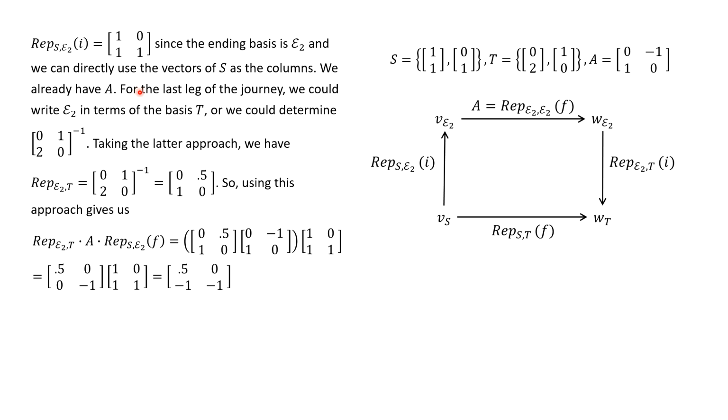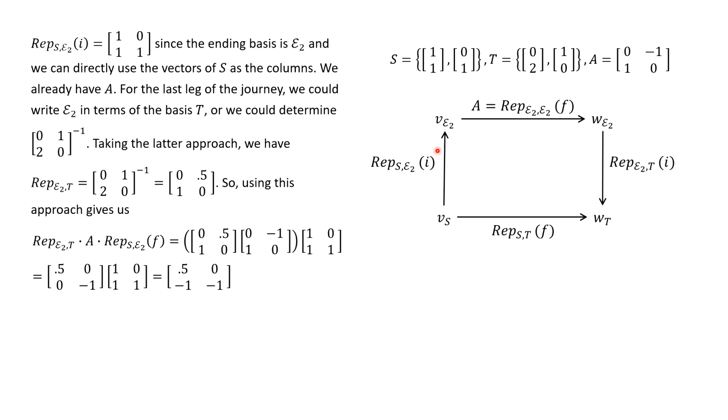Then we already have A, so there's no work to do there. This was almost automatic, no work to do here. Now here's a little bit harder because we have to convert from the standard basis to T. And there's a couple of ways of doing that, which I mention here. For the last leg of the journey, we could write E2 in terms of the basis T, or we could go in the opposite direction.